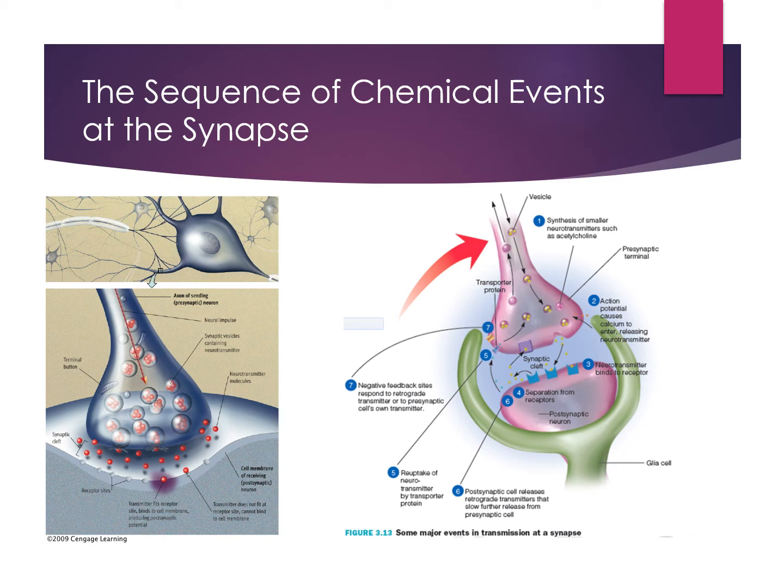But so in this picture, number 5 is this process of reuptake. The presynaptic neuron is pulling back up those neurotransmitters that are in the synaptic cleft. In number 6 here, the postsynaptic cell also releases a retrograde transmitter, so that it's going to slow or inhibit further communication from the presynaptic neuron.